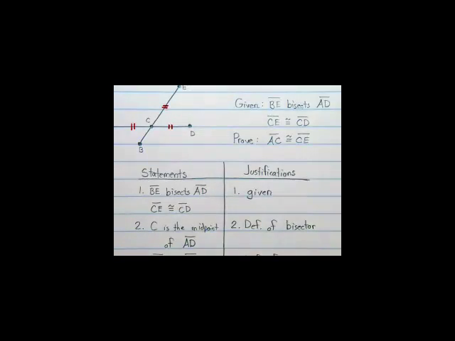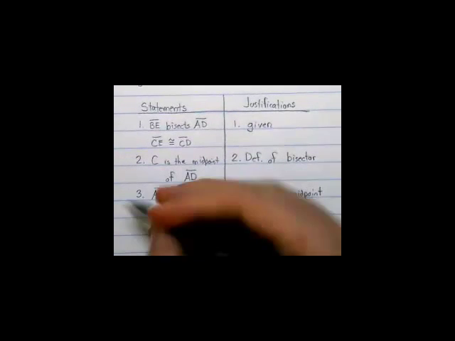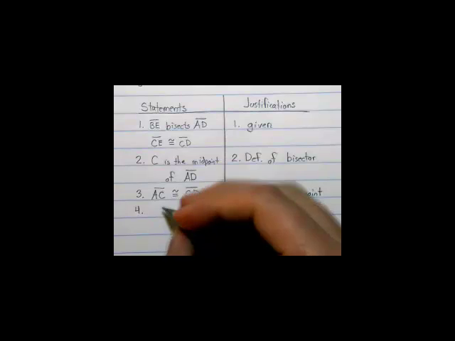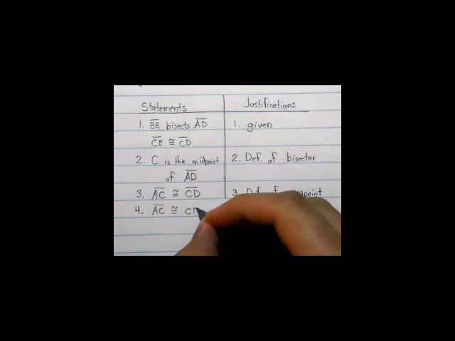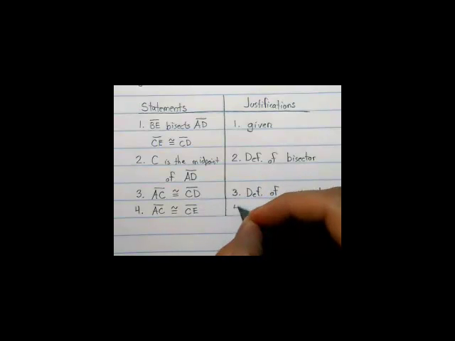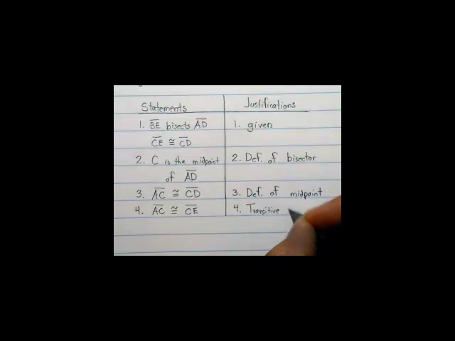And what is that called? The transitive property? Yes, sir. We're going to use the transitive property to finish it up. We've got two segments that are both congruent to CD, so they're congruent to each other. That's using the transitive property. So our last step in our proof, we can say that AC is congruent to CE. And our justification for that, transitive prop.